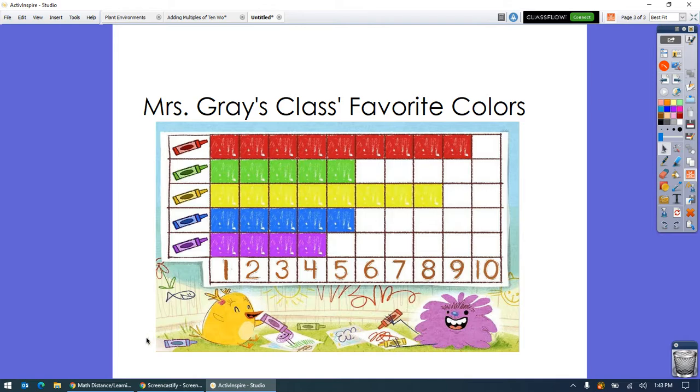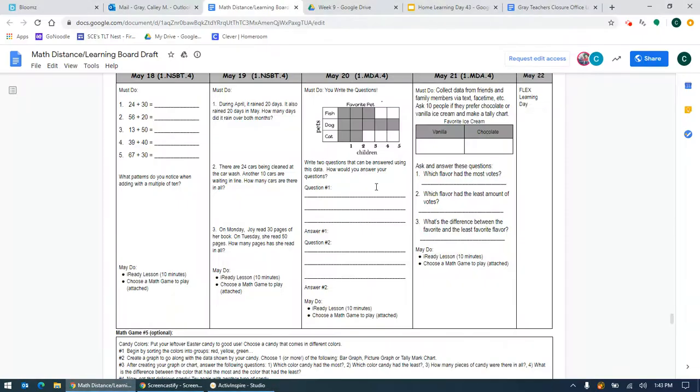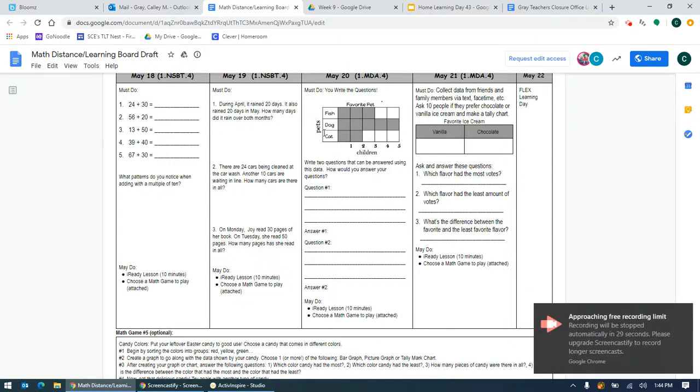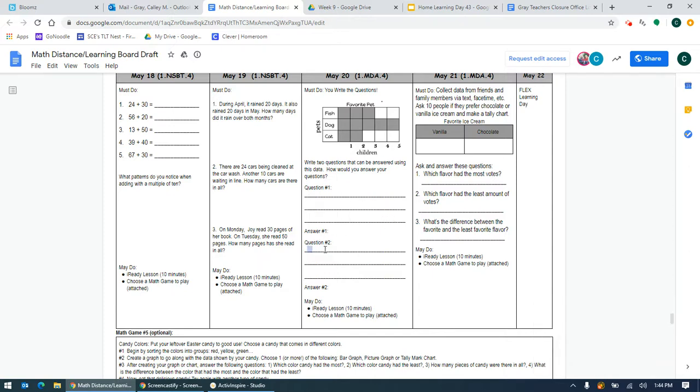So on today's must do, you're going to look at your graph about favorite pets. So there's fish, dogs, and cats. These are the pets. These are the number of children who like that pet the best. And then this is just your title of the graph, favorite pet. So you're going to write 2 questions that can be answered using this data or using this graph. How would you answer your question? So you're going to write your first question here, and then you're going to answer it. Then you're going to write your second question here, and then you're going to answer it.